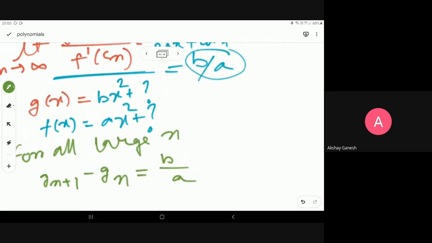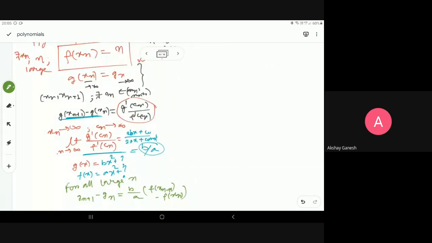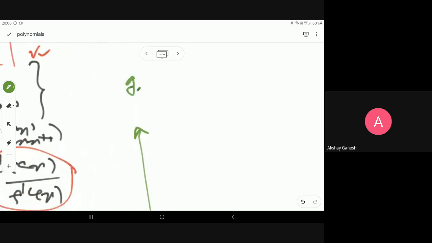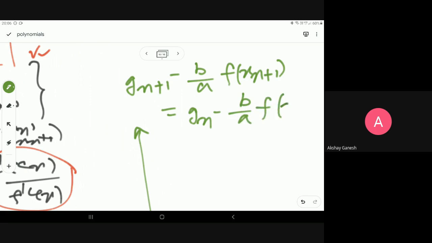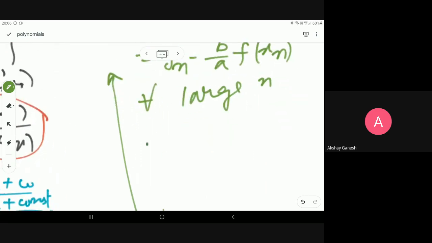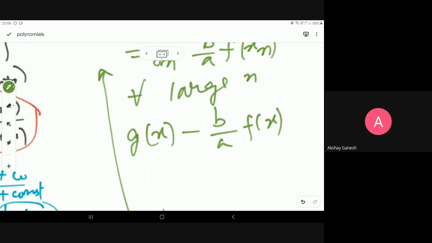But you can also write this as b by a into 1, which is basically n plus 1 minus n, right? So now we are basically done from here. You can write this as g of n plus 1 minus b by a into f of xn plus 1 equals g of n minus b by a into f of xn for all large enough n. So this basically tells you that the polynomial g of x minus b by a into f of x has infinitely many roots. It's the same value for all large enough n, right?